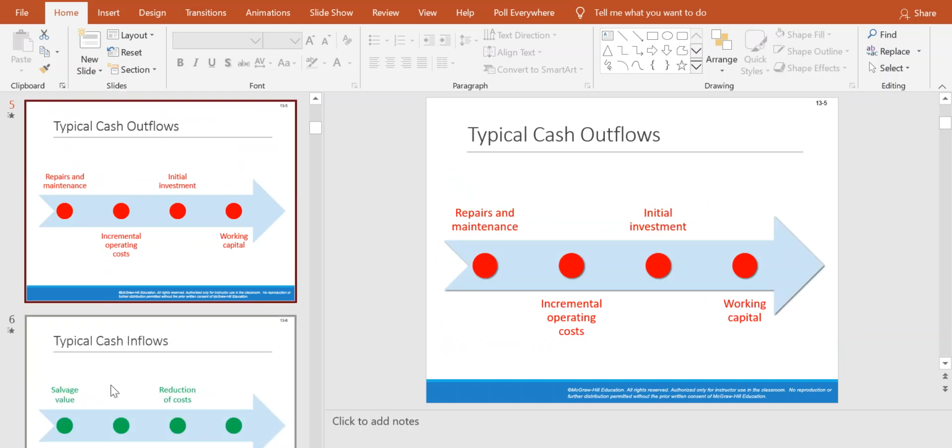So when we look at the kind of cash flows we have going out for a project or anything else, we see repairs and maintenance, whatever the initial investment is in the project or maybe the equipment. Are there incremental operating costs for this? And what kind of working capital are we devoting to it?